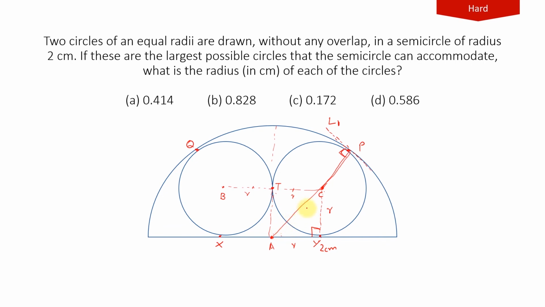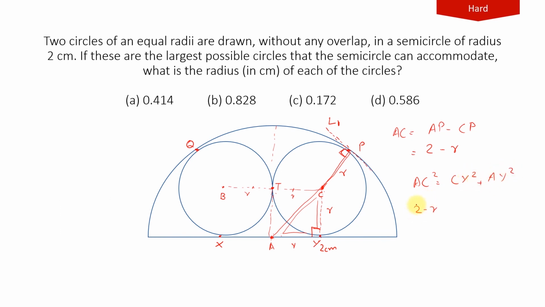And what is the length of AC? AC is equal to AP minus CP. So AP is the radius of the larger semicircle, so AP is equal to 2 centimeter. And CP is the radius of smaller circles, which is R. So AC is equal to 2 minus R. Now we can apply Pythagoras theorem in the triangle ACY, where angle Y is 90 degrees. So AC square is equal to CY square plus AY square.